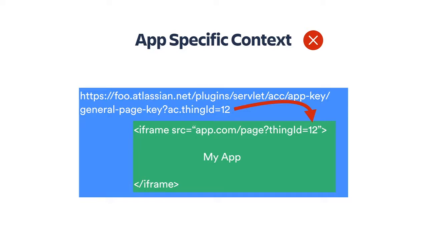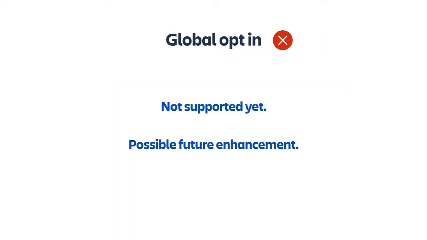The page module allows apps to define their own context parameters. The context object returned by the new APIs does not support app-specific context. It is, however, possible to add support for this in the future. There is currently no global app descriptor property allowing an app to opt in for all modules, although it might be something we can add and introduce later.